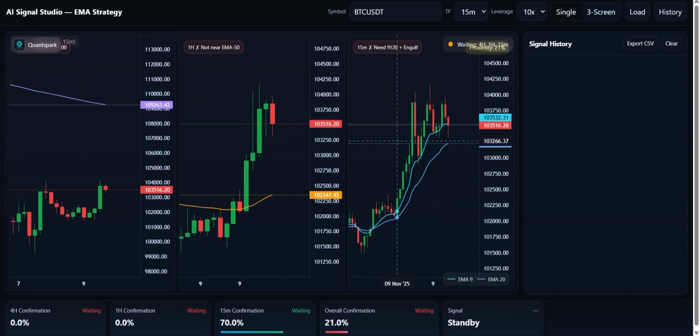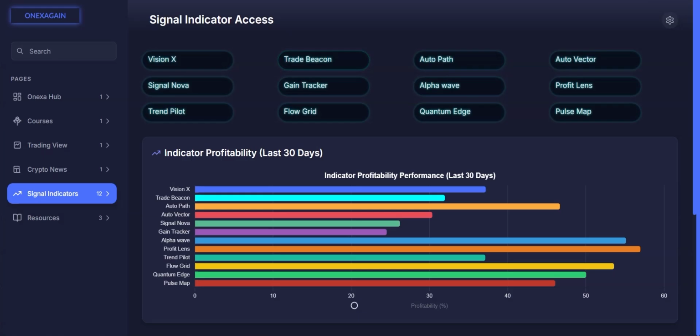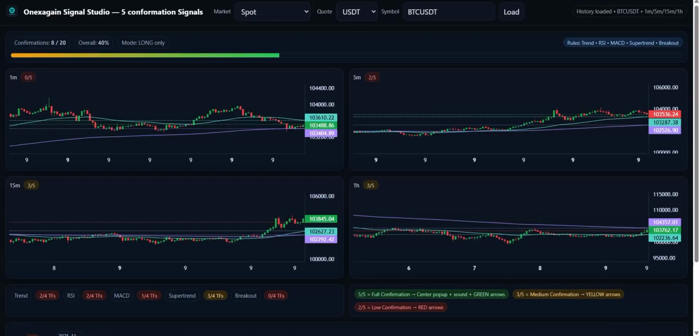Now let's move to the second method, Gain Tracker. Gain Tracker is also very simple, but very smart. It is built to visually show you when the market conditions are becoming mature enough to consider a long entry with strong confirmation. Again, you are working with a confirmation bar. As the conditions become stronger, this bar fills up.